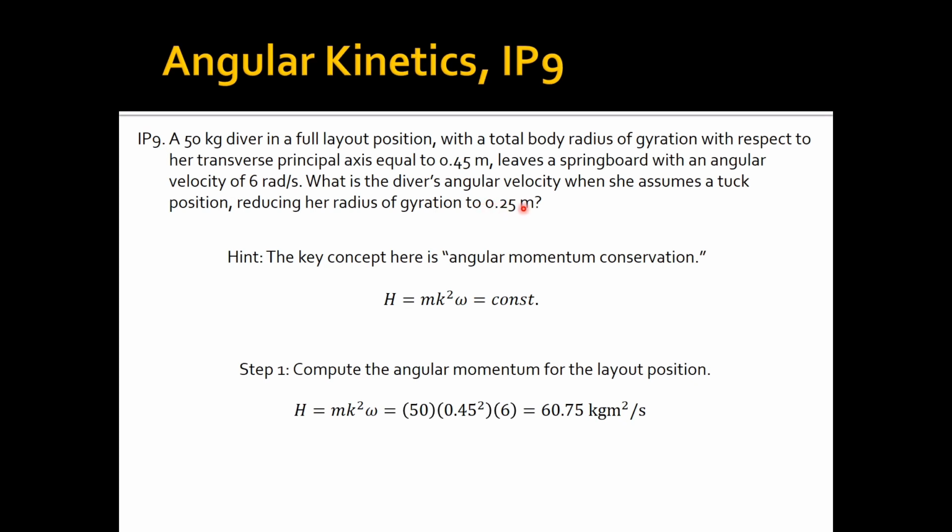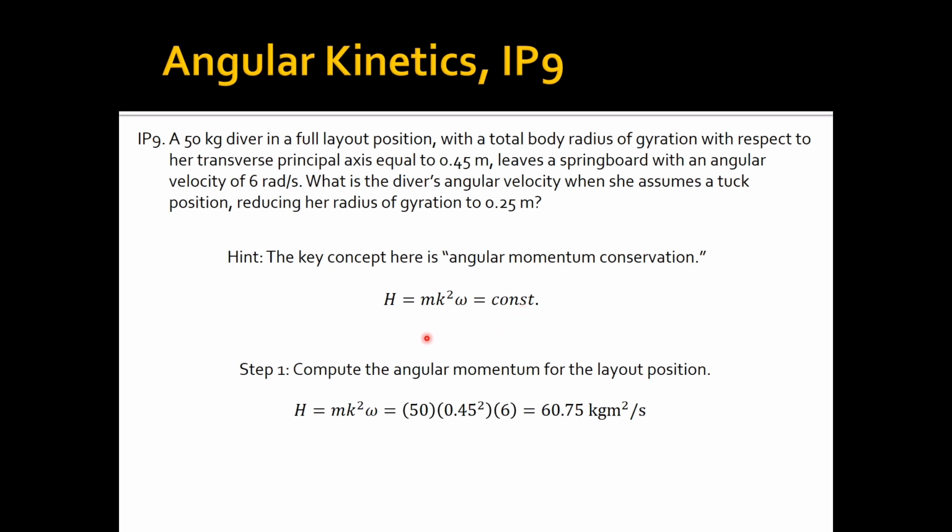Now she reduced her radius of gyration by changing her position from layout to tuck. So her initial radius of gyration was 0.45. She reduced it to 0.25. Then what is the angular velocity at this position? Again, as I mentioned earlier, this is a concept about angular momentum conservation. So angular momentum remains constant, although she changed her posture from layout to tuck. Mass times radius of gyration squared times angular velocity remains constant.